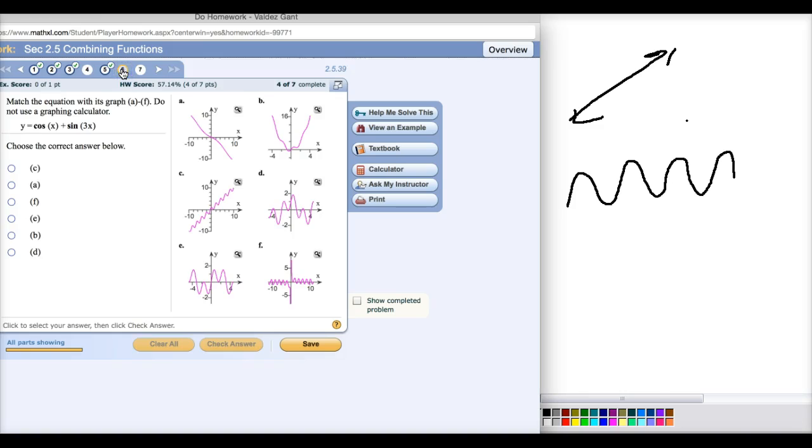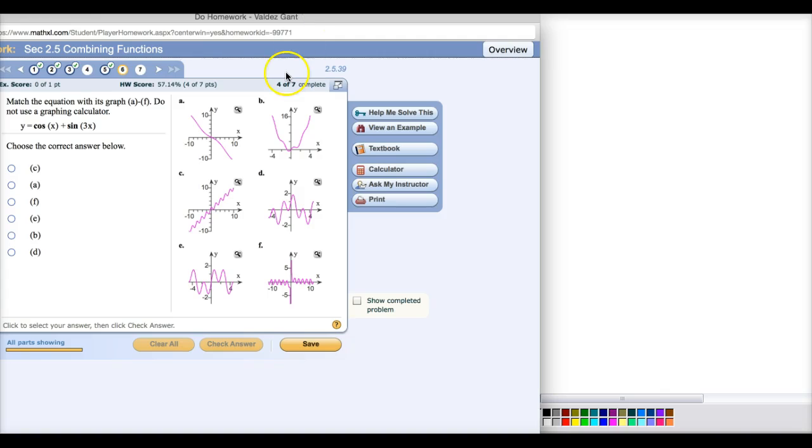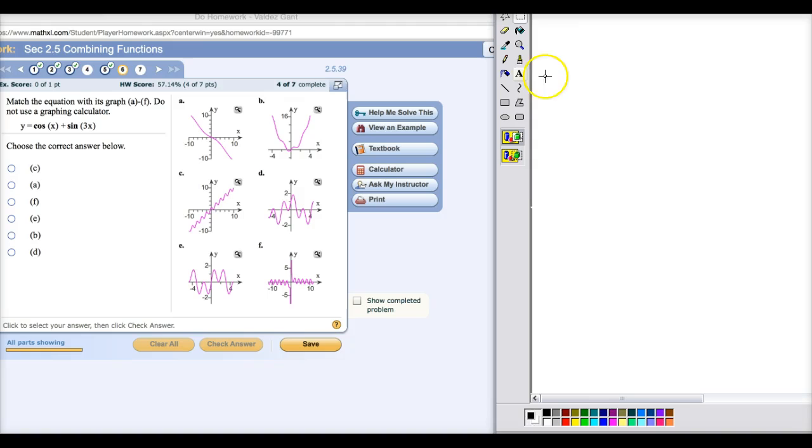All right, moving on to 6. So again, we have cosine of x plus sine of 3x, and we want to see which one of these this would possibly look like. And so I'm going to erase, and we'll talk about this for a second. So here we know that our cosine function, again, is just going to look as follows.